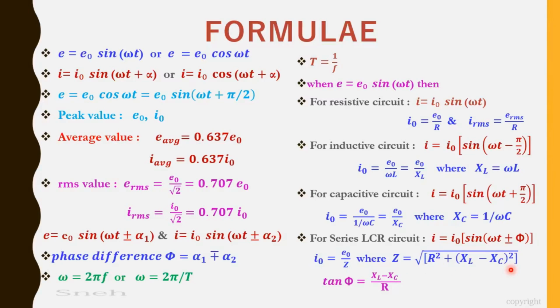Now the next term which we have to discuss is tan phi, and this tan phi is given by XL minus XC upon R. For what purpose we use this? It gives me the direction of phi. In terms of phi, we can find out its direction. So it is given by XL minus XC upon R. This we came across from the impedance triangle.